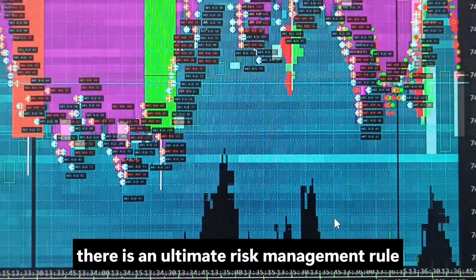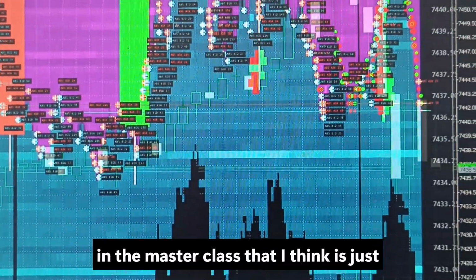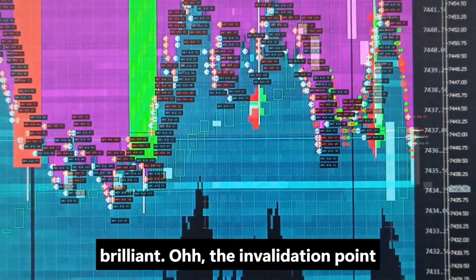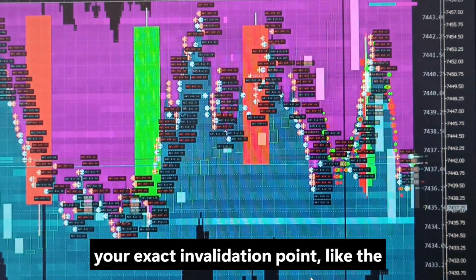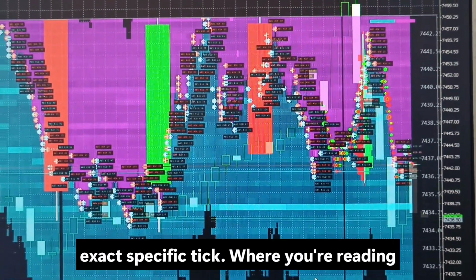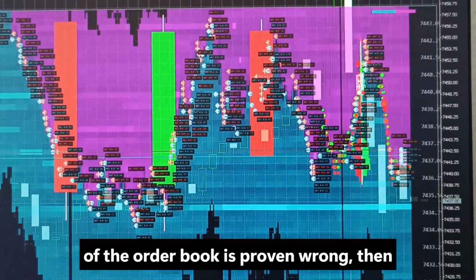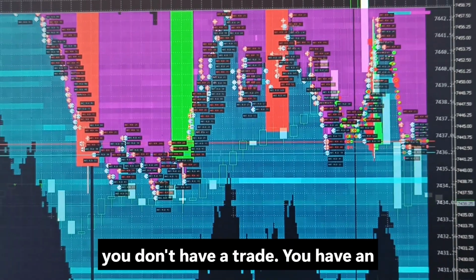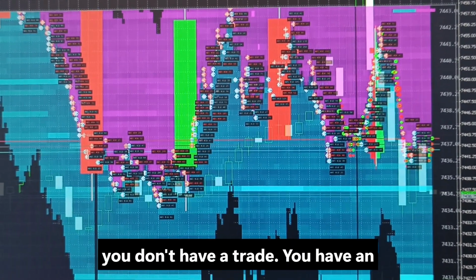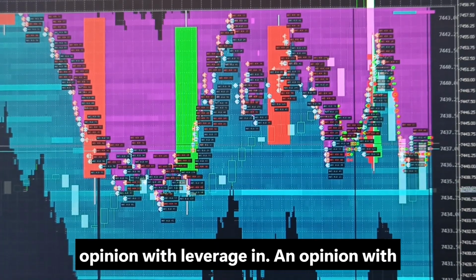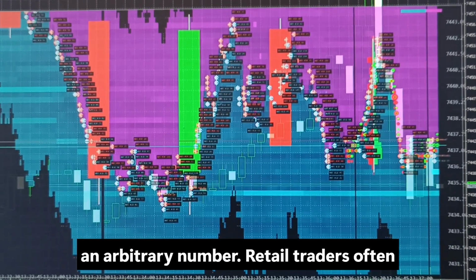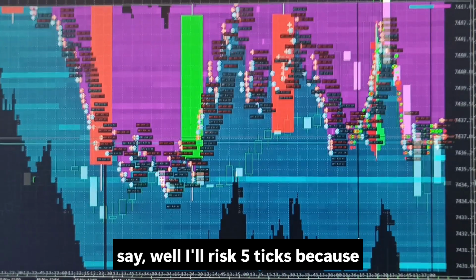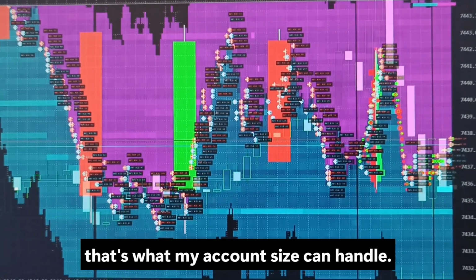And there is an ultimate risk management rule in the masterclass that I think is just brilliant. Oh, the invalidation point rule. Yeah. It says if you don't know your exact invalidation point, like the exact specific tick where your reading of the order book is proven wrong, then you don't have a trade, you have an opinion with leverage. And an opinion with leverage will drain an account very quickly. An invalidation point isn't just an arbitrary number. Retail traders often say, well, I'll risk 5 ticks because that's what my account size can handle.